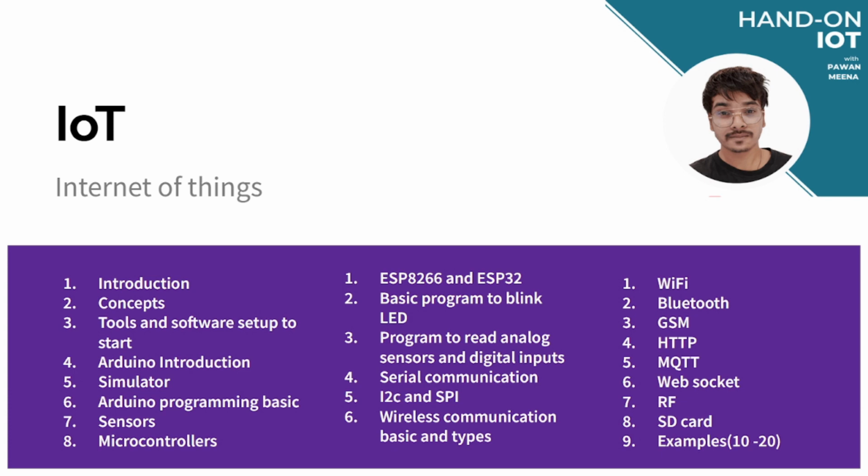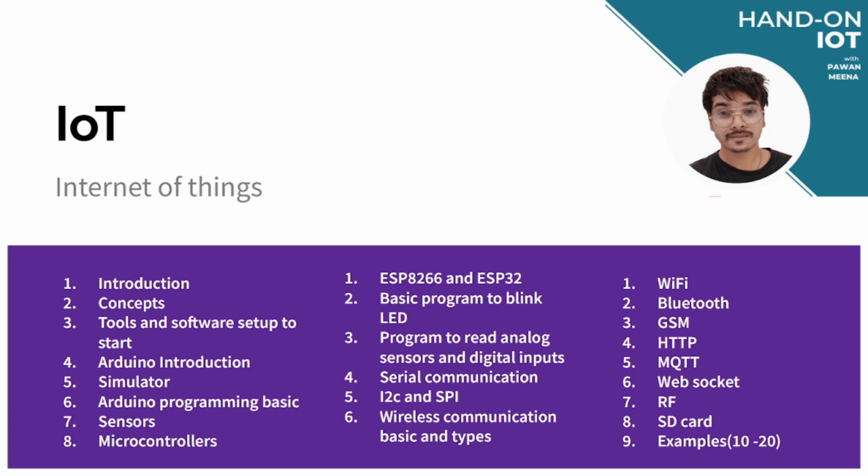Then we will do some practicals on simulators in which we will make projects on Arduino and ESP32. Then we will understand the Arduino programming, like how we can start coding on the microcontrollers with the Arduino board and ESP32. Then we will cover some examples of sensors and microcontrollers, and we will also study a little bit about the microcontrollers and their configurations and specifications for both ESP8266 and ESP32, as well as the Arduino board.